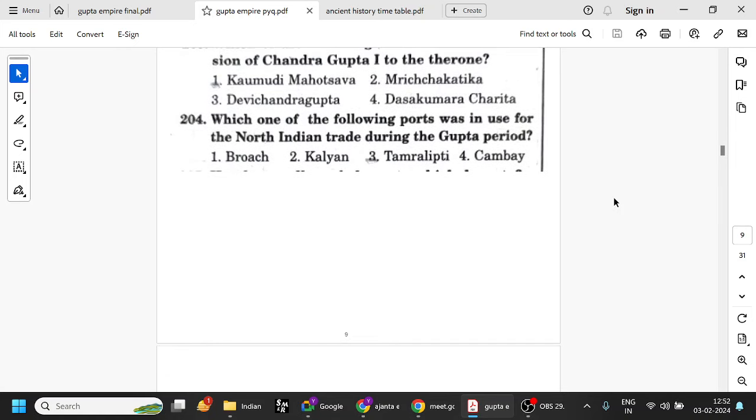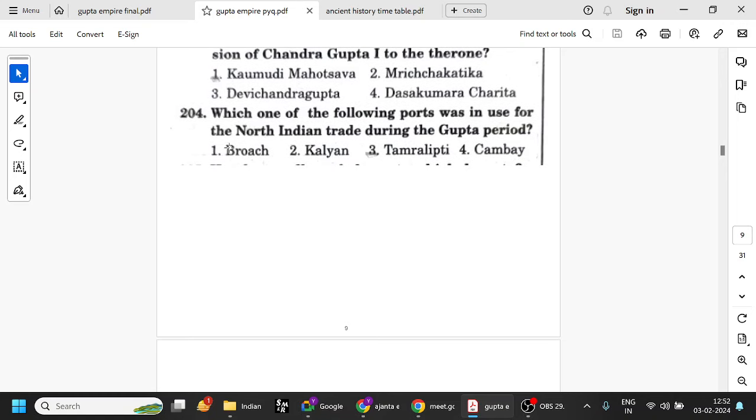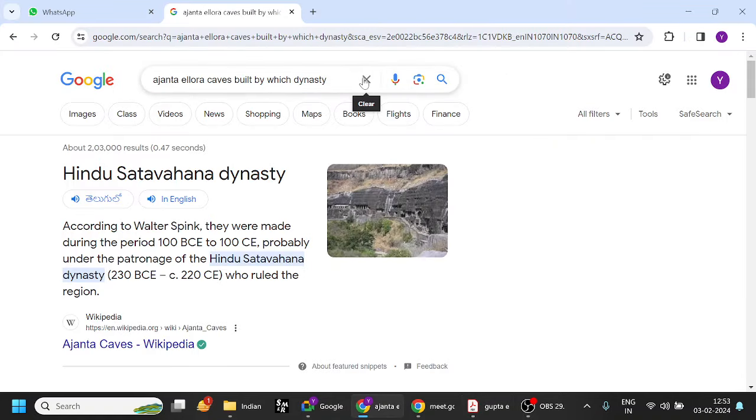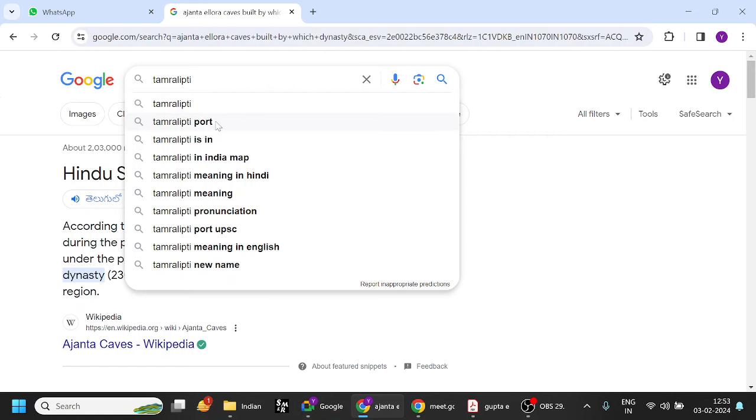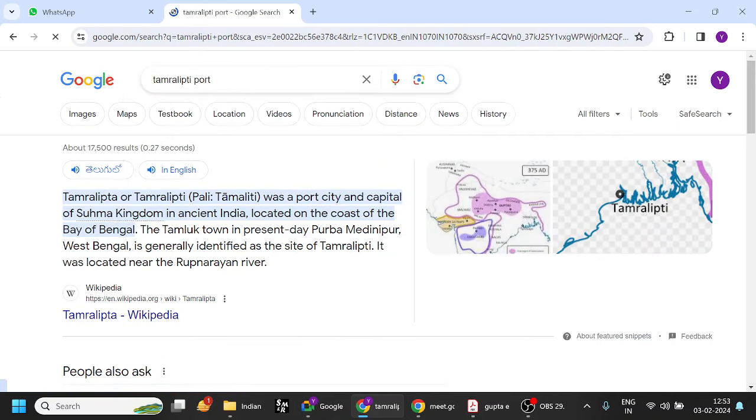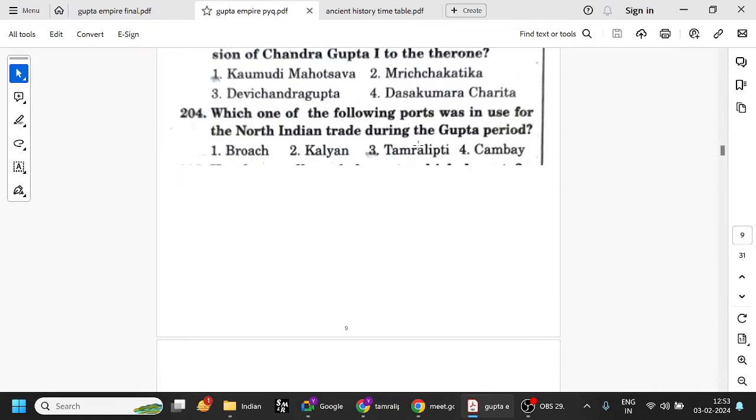Which one of the following ports was in use for North India during the Gupta period? Broach and Cambay are in Gujarat, while Tamralipti is in North India. Tamralipti was one of the prominent ports during the Gupta period. Try to remember that. Tamralipti port is on the Bay of Bengal. It was a port city and capital of the Suhma kingdom in ancient India, present-day Medinipur, West Bengal. So remember that. Broach, Cambay, etc. are in the western part, Gujarat, and Tamralipti is in West Bengal. And it was prominently used by the Guptas.